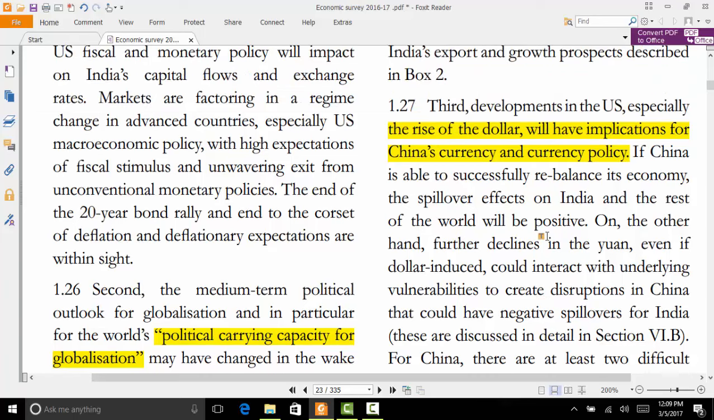So in the short run, China could get a benefit, but China's effort to rebalance its economy shall get a hit.